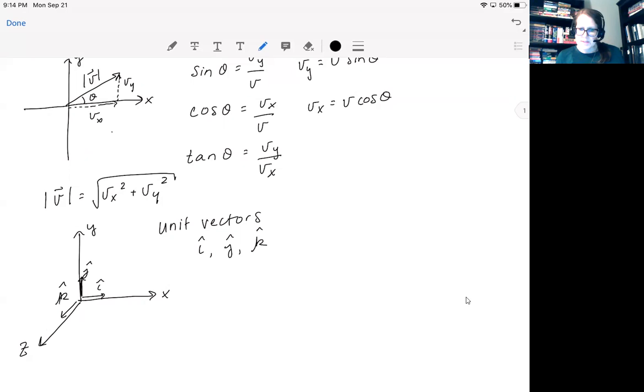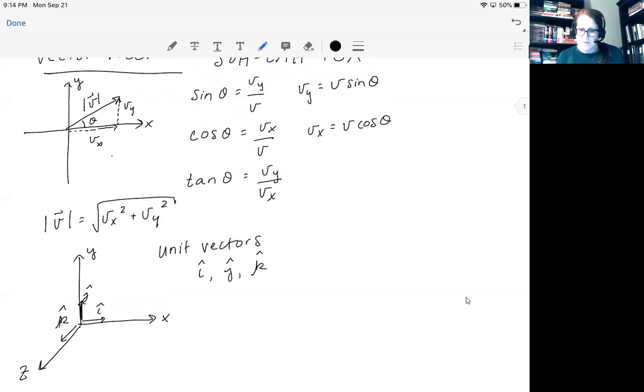So if you want to represent something like our vector v in this unit vector notation, we would say that the vector v is the x component along the i hat direction plus the y component along the j hat direction. And so you could also write this as v cosine theta in the i hat direction plus v sine theta in the j hat direction. All right, so this is the component form using unit vector notation.